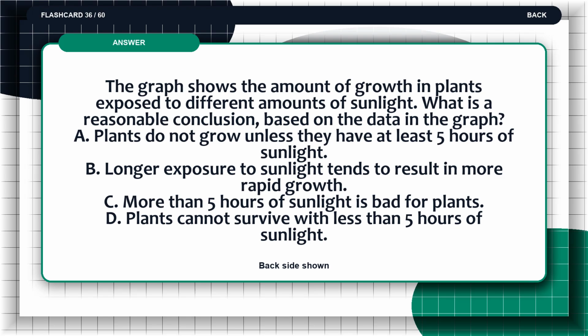The answer is: the graph shows the amount of growth in plants exposed to different amounts of sunlight. What is a reasonable conclusion based on the data in the graph? A: Plants do not grow unless they have at least 5 hours of sunlight. B: Longer exposure to sunlight tends to result in more rapid growth. C: More than 5 hours of sunlight is bad for plants. D: Plants cannot survive with less than 5 hours of sunlight.